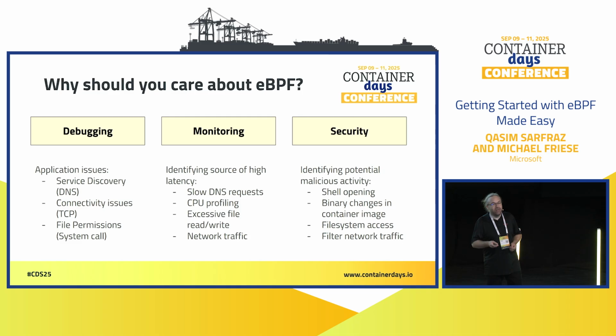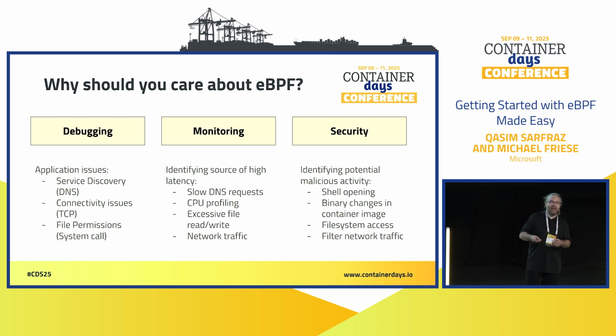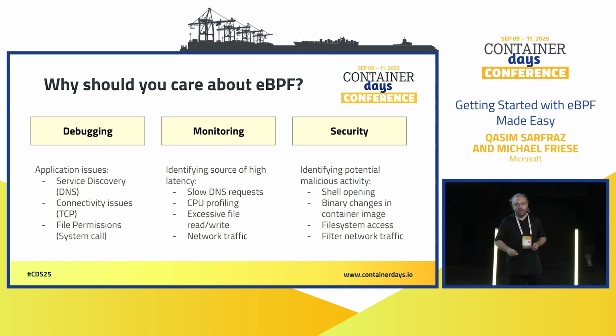And in terms of security, you can run eBPF programs to apply rules that trigger whenever certain events occur. For example, if a process is running a shell or executing something that it isn't supposed to run, if certain files are being accessed, or you can even filter network traffic at the kernel level before it hits your application.